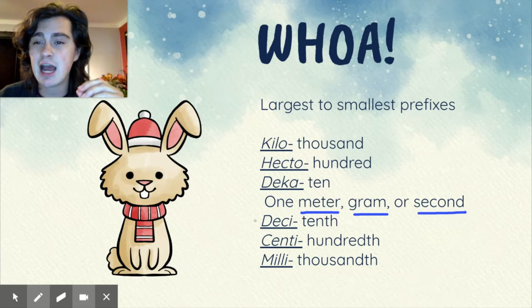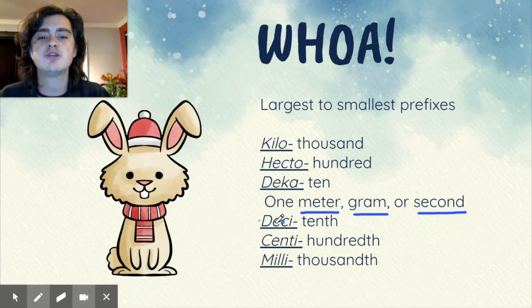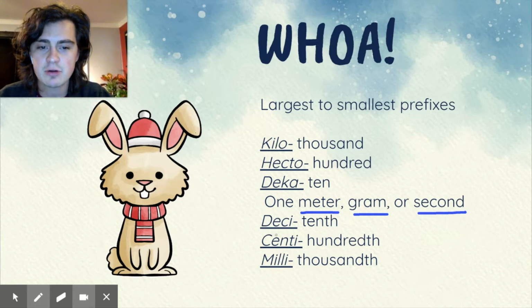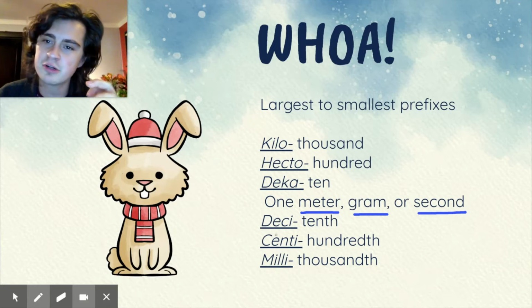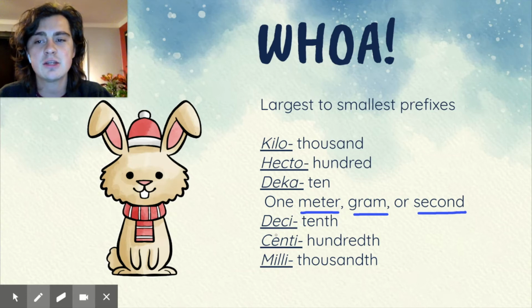Like a dime is 1/10 of a dollar. This means you have 1/10 of a meter or a gram or a second. So if I say I have a decimeter or a decigram or a decisecond, I have 1/10. So it's pretty small. 1/10, less than one whole, 1/10 of a meter, gram, or a second.